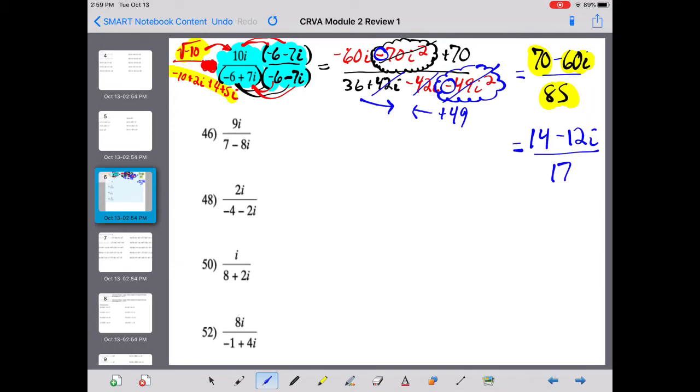Let's try number 48. Again, number 48 would have started with something like negative, the square root of negative 2, which is 2i. And then on the bottom, you combine some stuff to get that. Moving forward, the bottom has an i in it. We cannot do that. So take the bottom and multiply it by the conjugate.